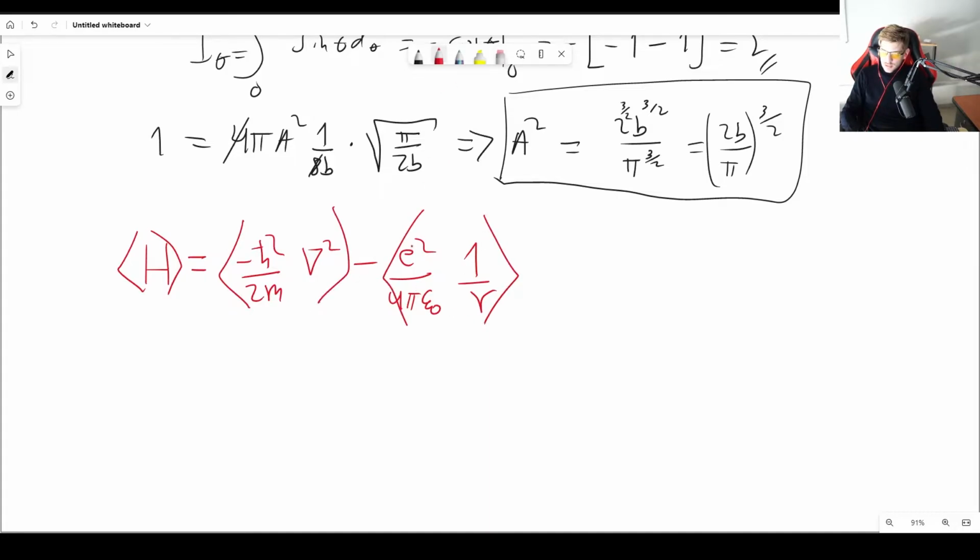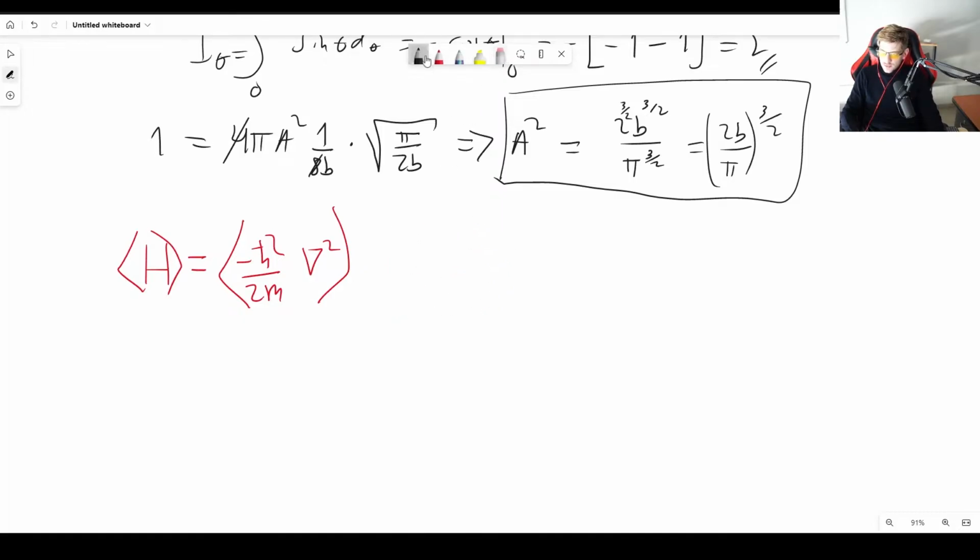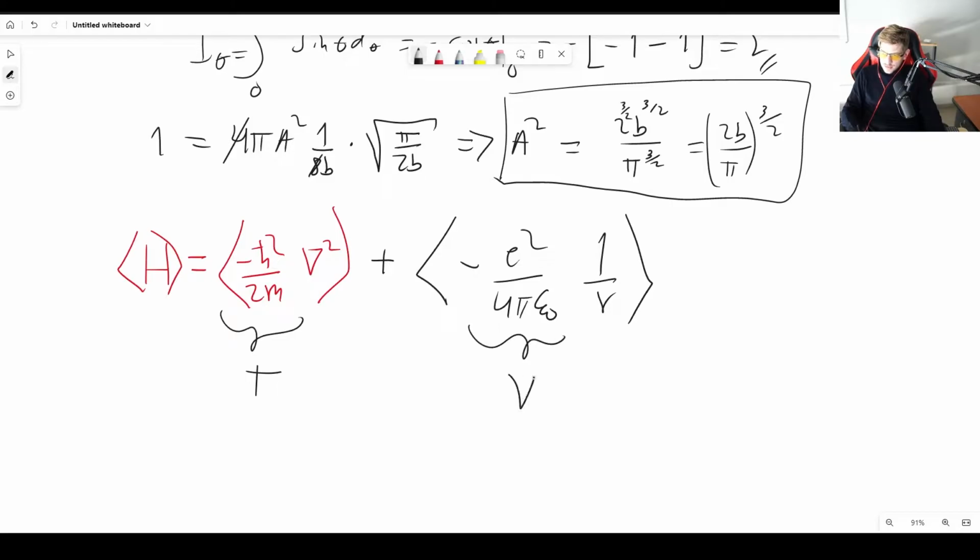Actually, I'm going to leave the minus sign. Whoops. I'm going to put the minus sign inside. So it's going to be basically plus minus e squared. It doesn't matter. It's just that way I don't get confused. So this is what we will call, of course, T, the kinetic part, and the potential part.